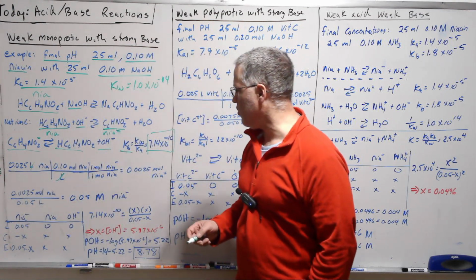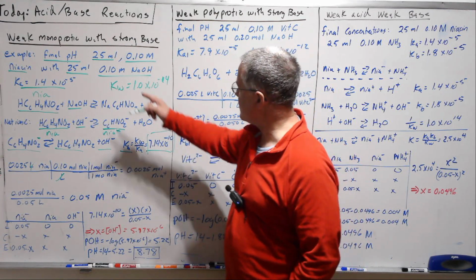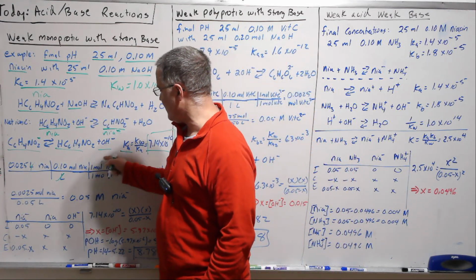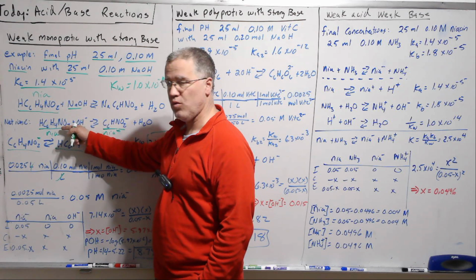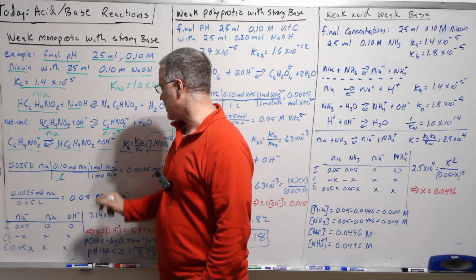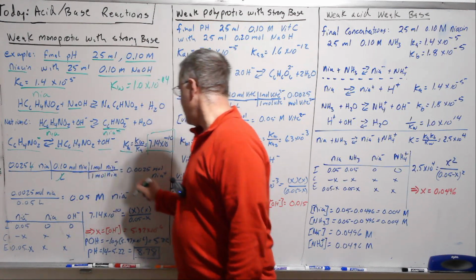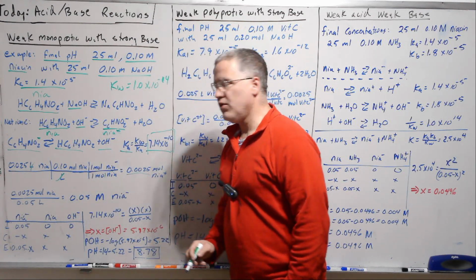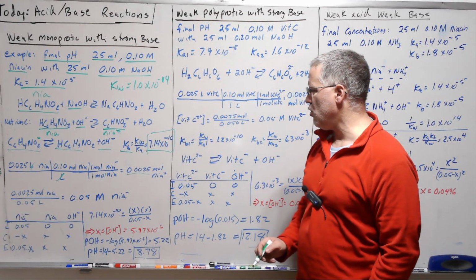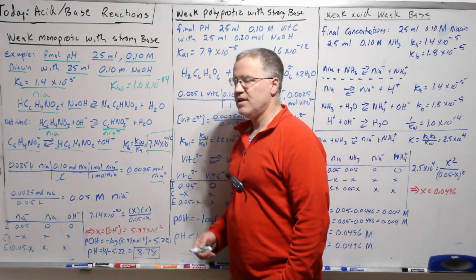Now I have moles of niacin, because that's what we started with up here. But I want moles of deprotonated niacin, but it's 1-to-1 with this reaction. So our stoichiometric conversion here is 1 mole to 1 mole. And so this gives me 0.0025 moles of the deprotonated niacin.